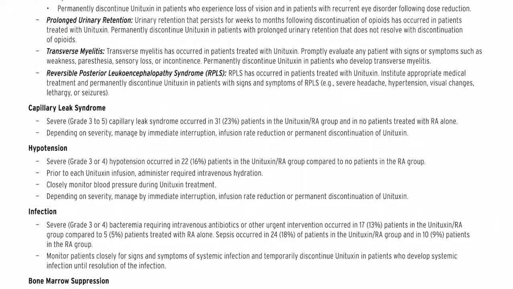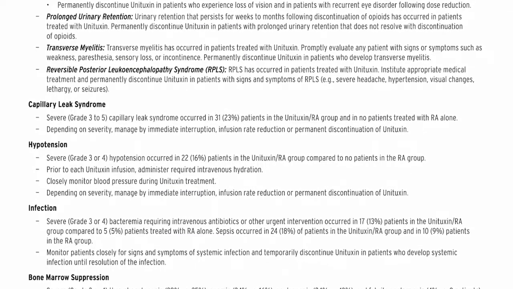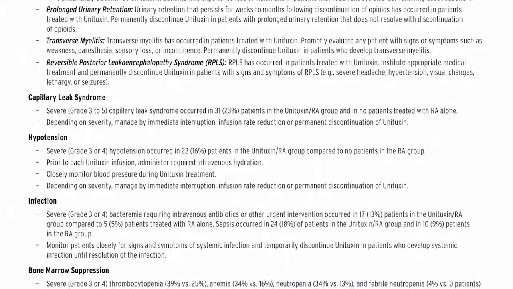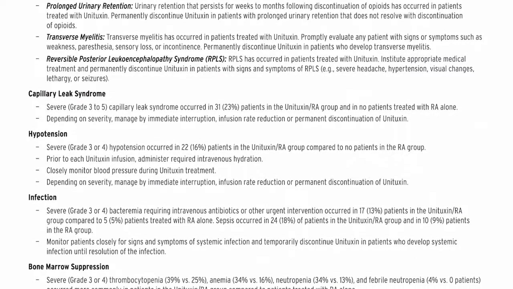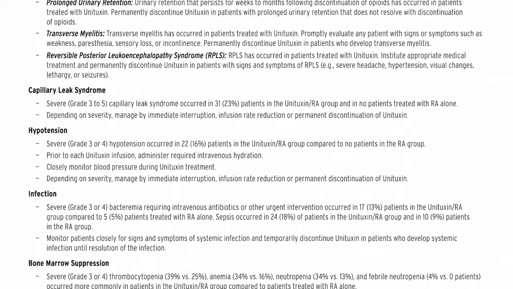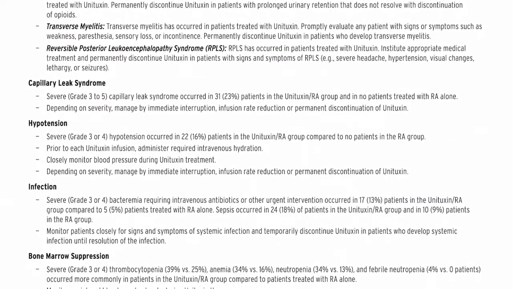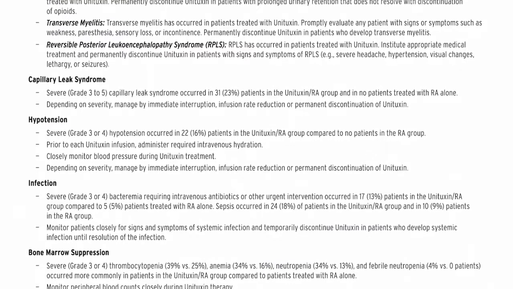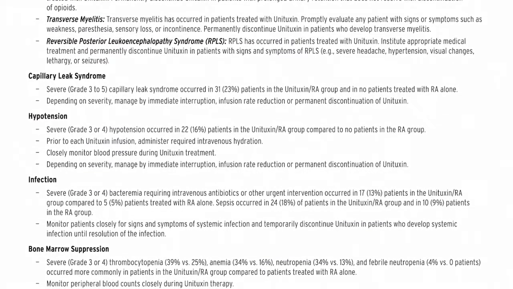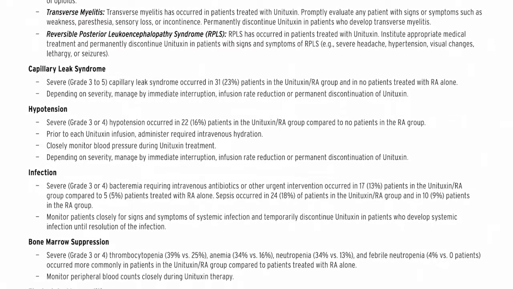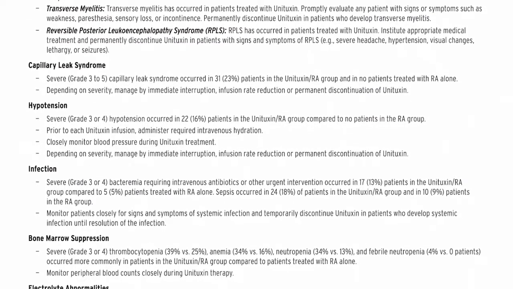Hypotension. Severe, grade 3 or 4. Hypotension occurred in 22 patients, 16%, in the Unituxin RA group compared to no patients in the RA group. Prior to each Unituxin infusion, administer required intravenous hydration. Closely monitor blood pressure during Unituxin treatment. Depending on severity, manage by immediate interruption, infusion rate reduction, or permanent discontinuation of Unituxin.